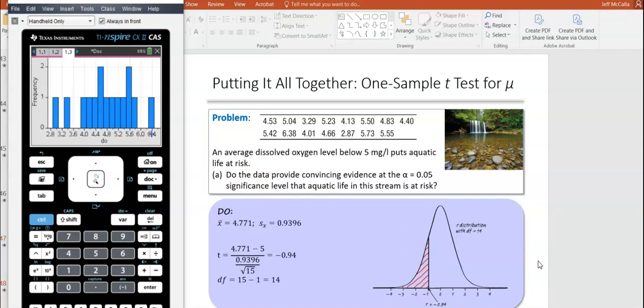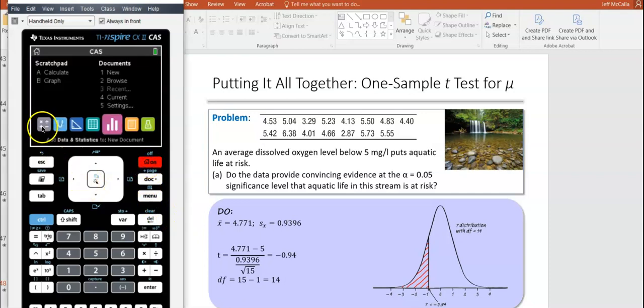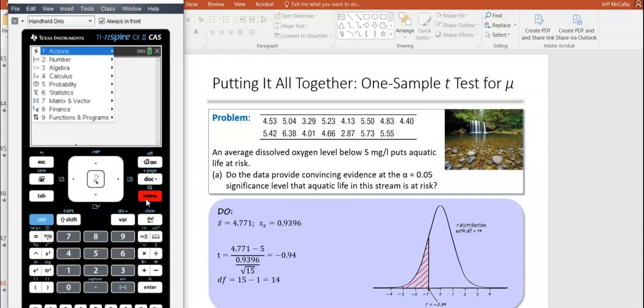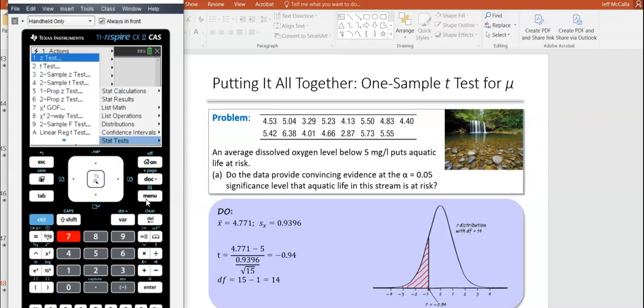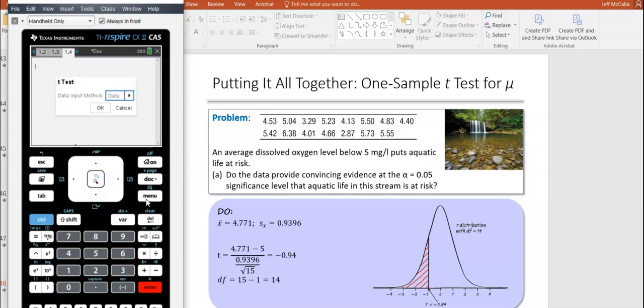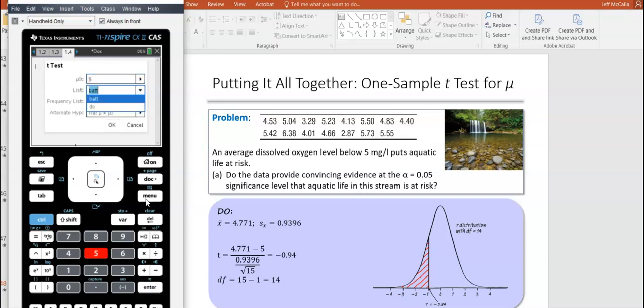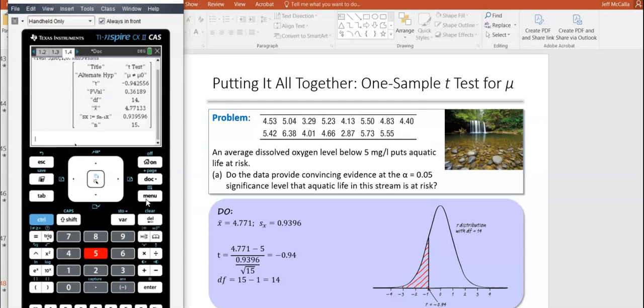So then you want to type, again, if you show your work, you're plugging all those numbers into the formula. If you're doing this in the calculator, you're going to add a calculator page, menu, 6, 7 is tests, and then t-test. It's a one sample t-test, and this time we are using data. The null is 5, the list is do, and so we should get the same values doing it this way. We do: t is negative 0.94, p-value 0.36. x bar, again, list all those values if you use your calculator to get the data from.